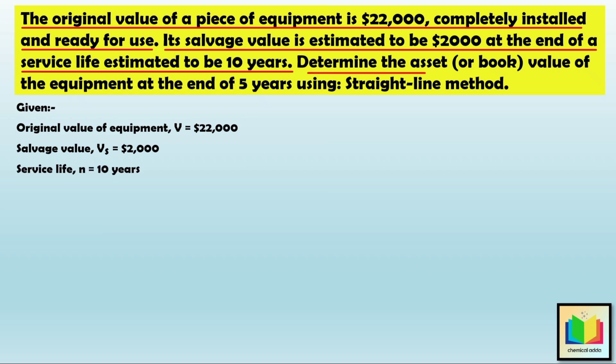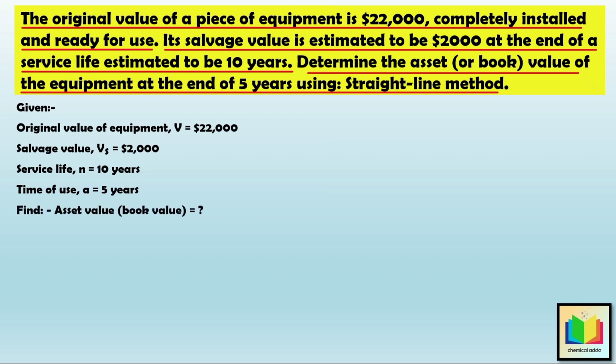Then we have to determine the asset or book value of the equipment at the end of 5 years using the straight line method. Which means that we are asked to determine the asset value or book value of the equipment at the end of 5 years using the straight line method of depreciation. Hence we can take time of use, that is A, equal to 5 years. So in this numerical example, first we will calculate the annual depreciation using the straight line depreciation formula. Then we will subtract the depreciation for 5 years from the original value to get the book value after 5 years. So now, let us solve this example step by step.